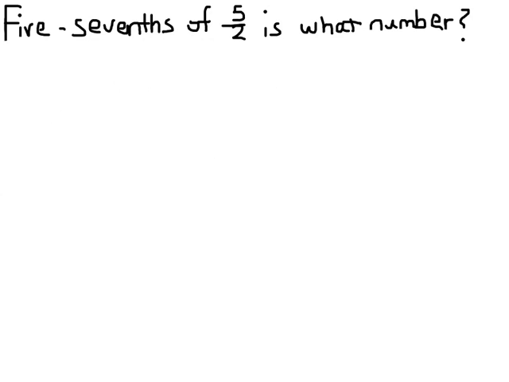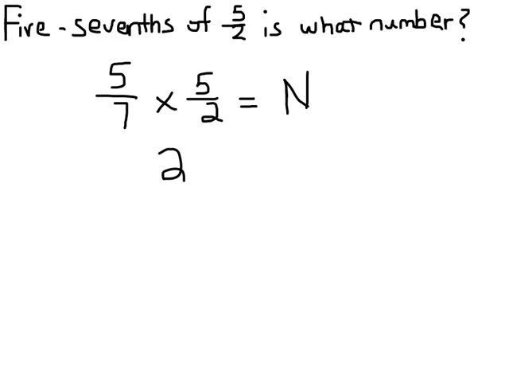Let's do another one. 5/7 of 5 over 2 is what number? Now in this one, all I have to do is do the math. Okay, I can't cross cancel anywhere. So 5 times 5 is 25, and 7 times 2 is 14. And I'd say probably just leave that, instead of reducing it, just leave it as 25 over 14.